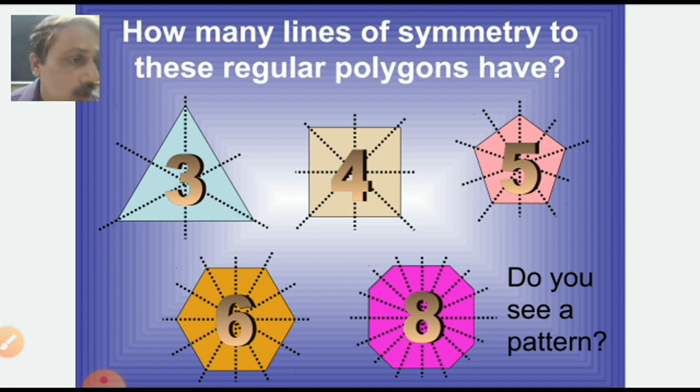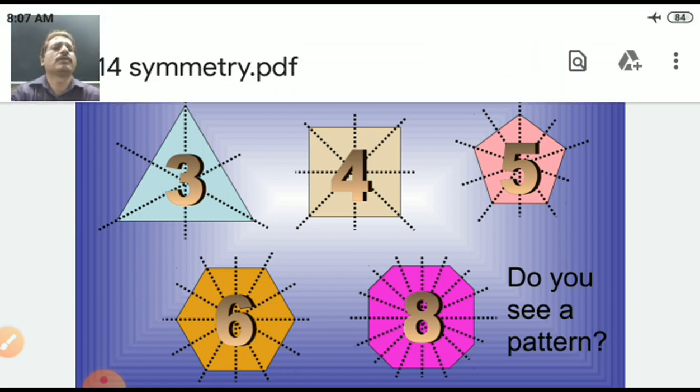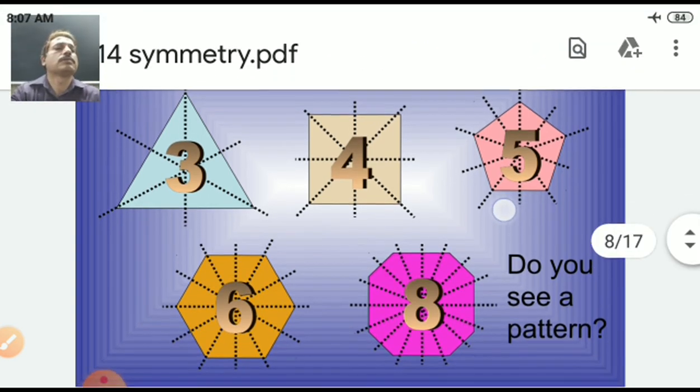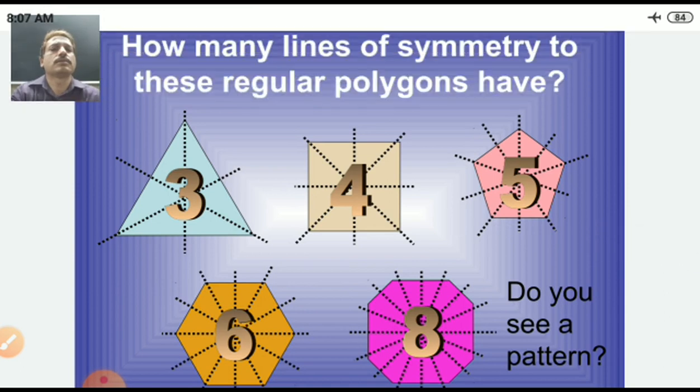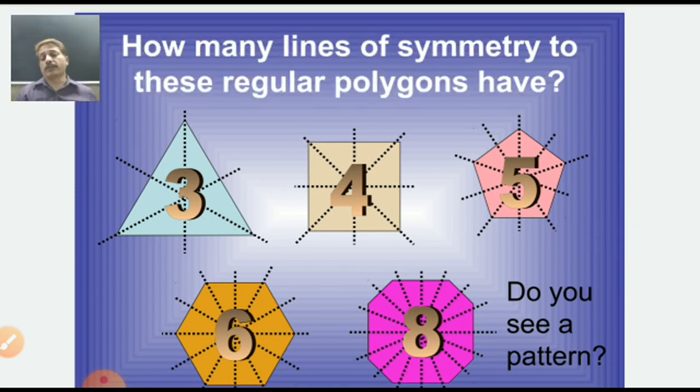Polygons have shapes. Very good. Second, a triangle and a square are polygons. Is it? Very good answer. Yes. Once again, I remind you, polygons are made of line segments.